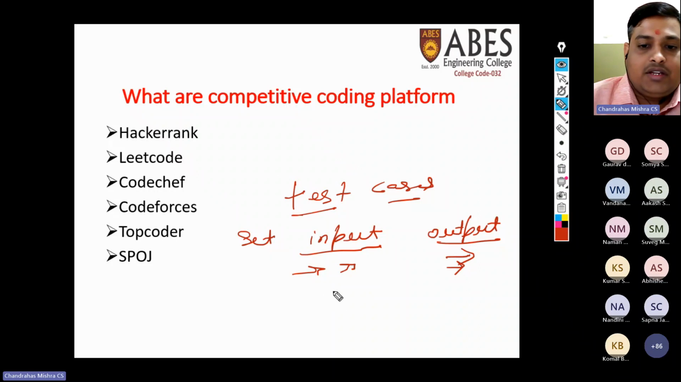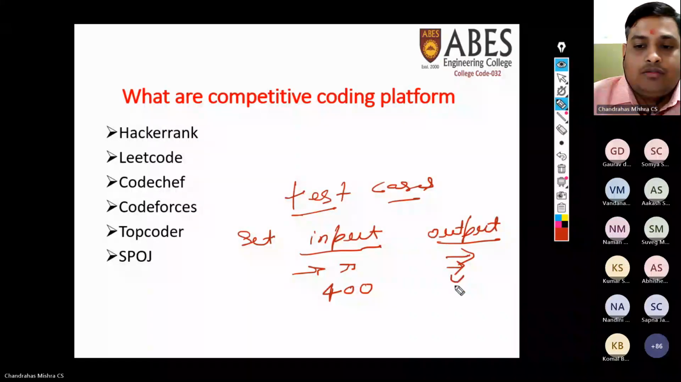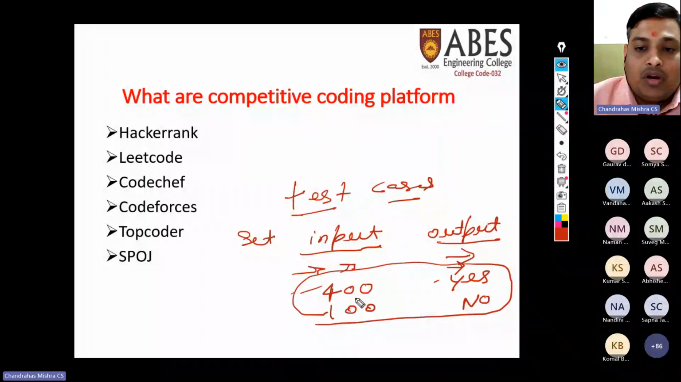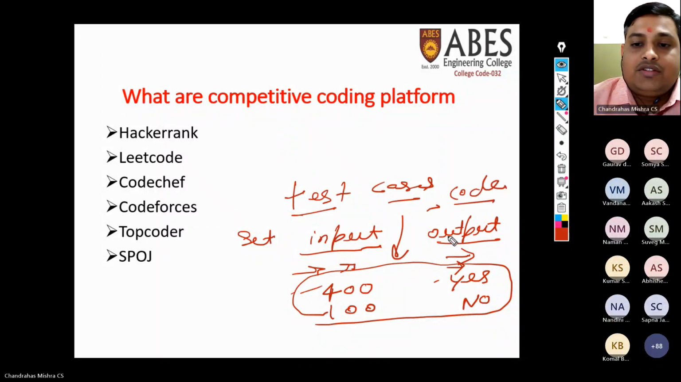For example, as we just saw, suppose the input is 400, then it will check whether this is a leap year or not, and the answer is yes. If it is 100, in that case it must be no. Like this, test input and output are already defined. We need to write the code in between. So our task is to write a code such that the corresponding input and output are matched.